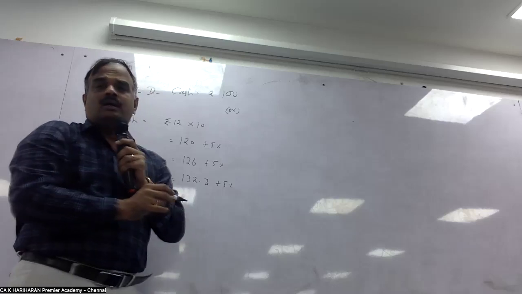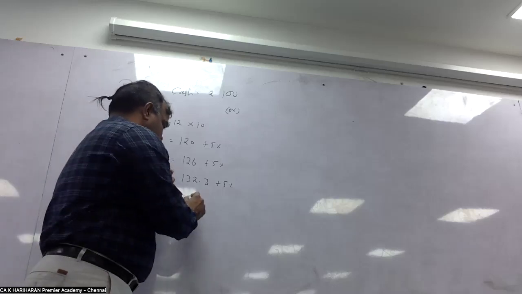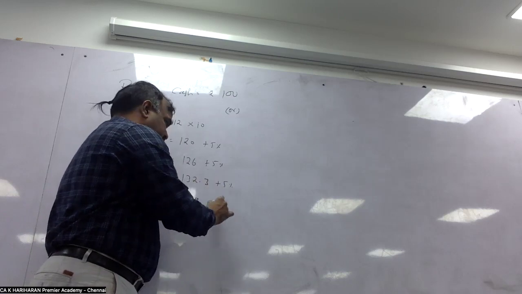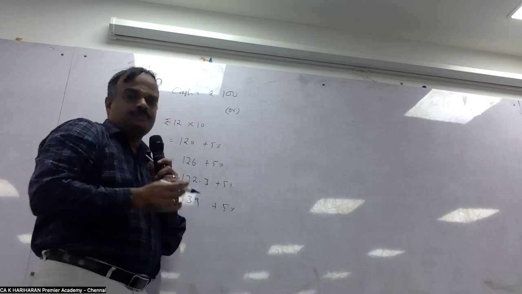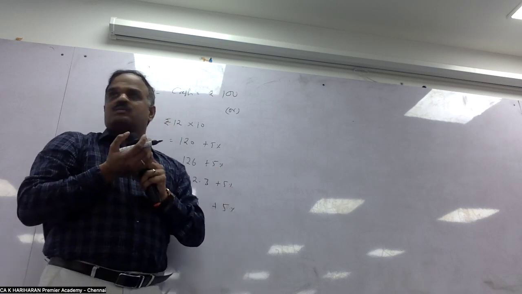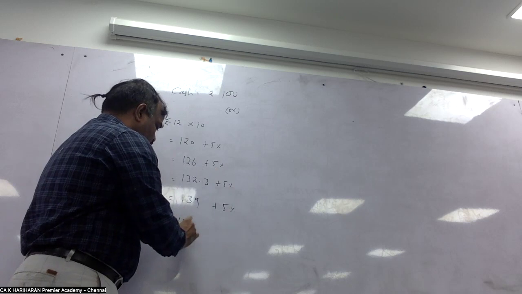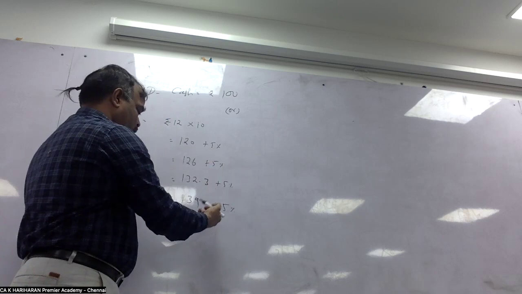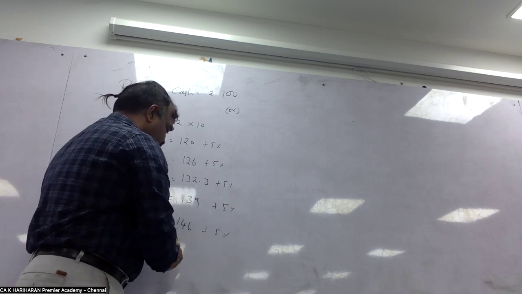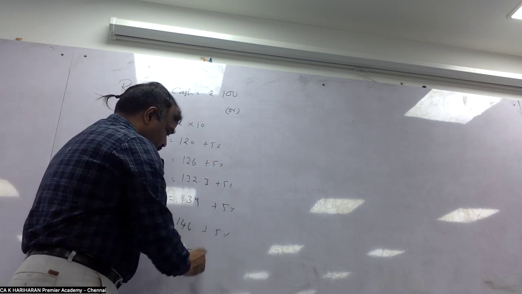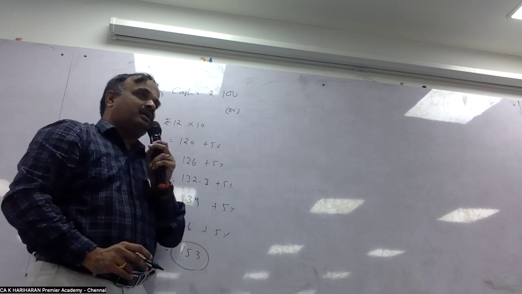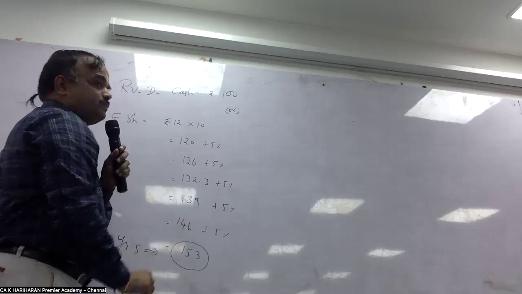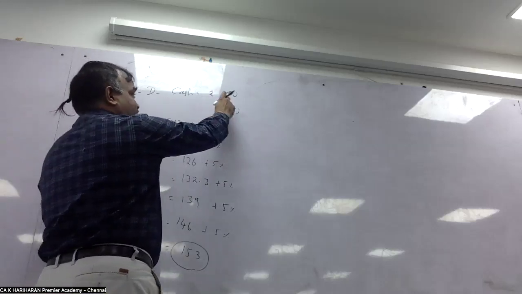Again add 5%, that gives 130. Again add 5%, that gives 140. One more, again add 5%, that gives 150. So after 5 years, the share value is 15. Again, the debenture is 100 rupees.